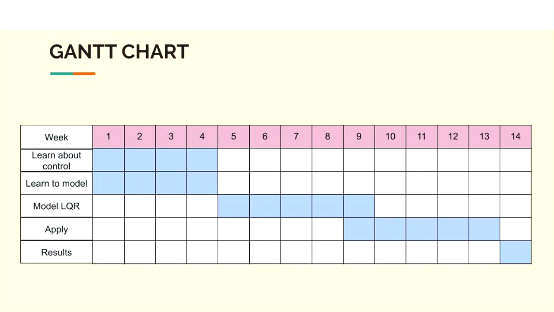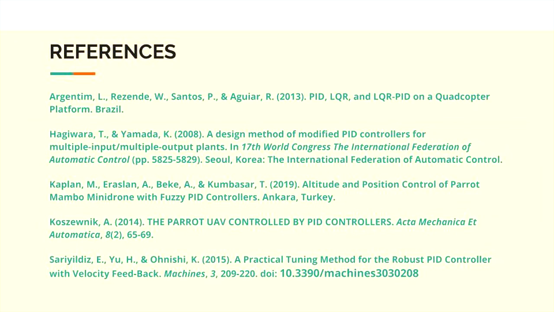The Gantt chart for this project is shown here. This is to ensure that this project is completed within the 14-week time period, which is 1 semester. And these are some of the references used during the research period of this project.